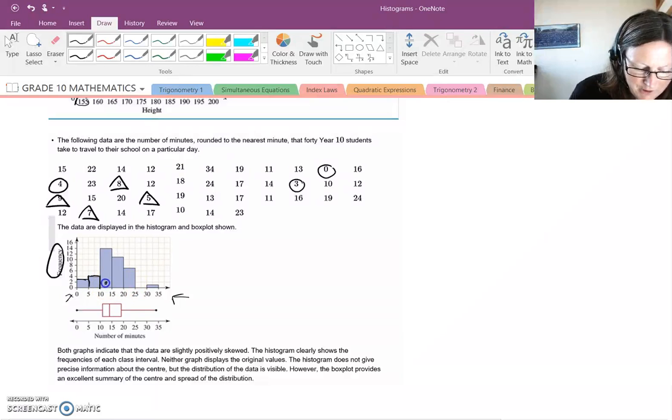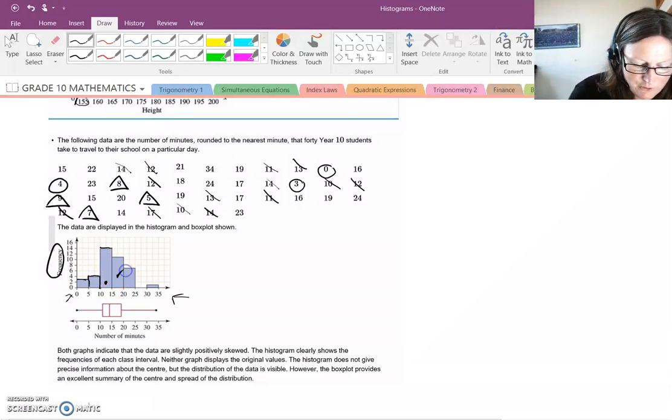Now, how many students take between 10 and up to but not including 15 minutes to get to school? If I went and found all those scores there, it looks like there must be 14 students who would take between 10 and 15 minutes to get to school. So let's have a look between 10 and 15. 1, 2, 3, 4, 5, 6, 7, 8, 9, 10, 11, 12, 13, 14. Yes, there's 14 of them. Hence the histogram going up to 14.